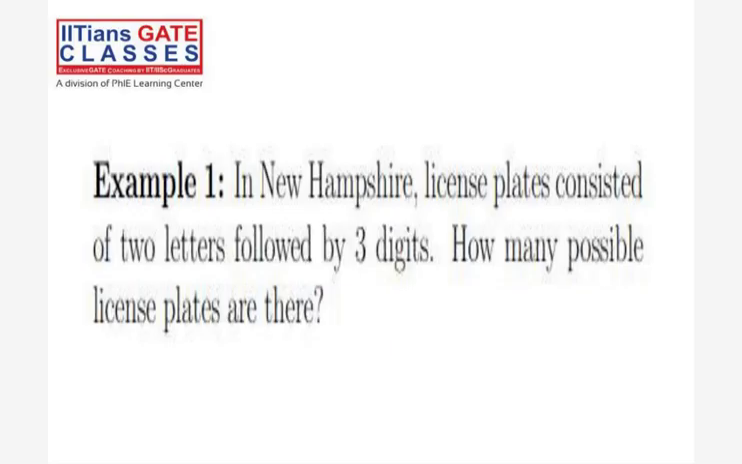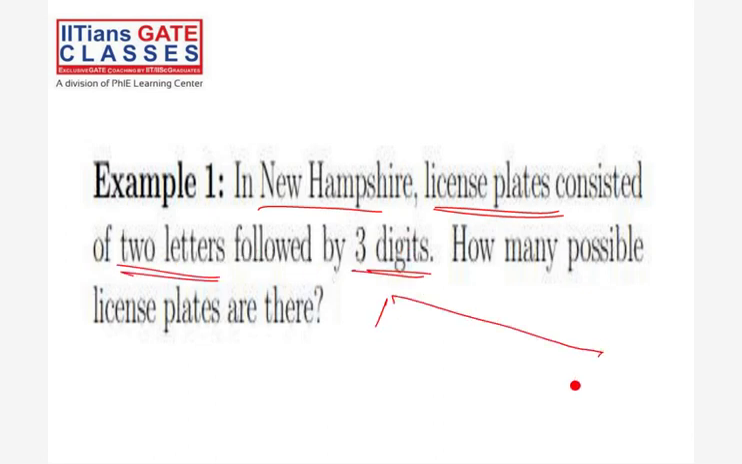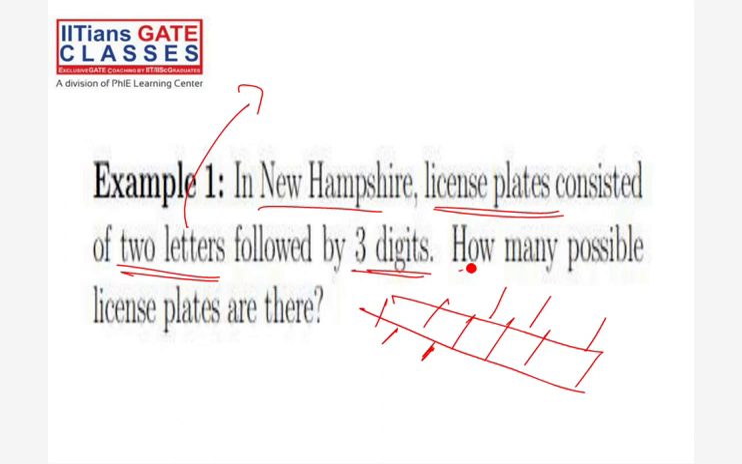Let's take this example. In this city, license plates consist of two letters followed by three digits. So if I have a license plate, the first two things are letters, English letters, let's assume a, b, c, d and so on, followed by three digits. How many possible license plates are there?